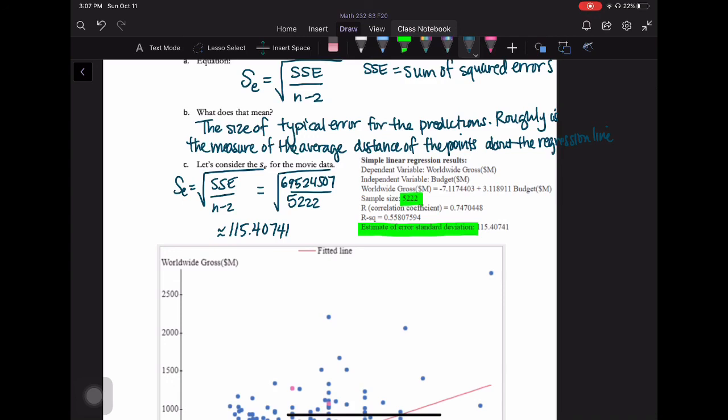And you actually won't have to calculate SE by hand. You'll always be able to do it with the regression. And that's all I have for Module 13.